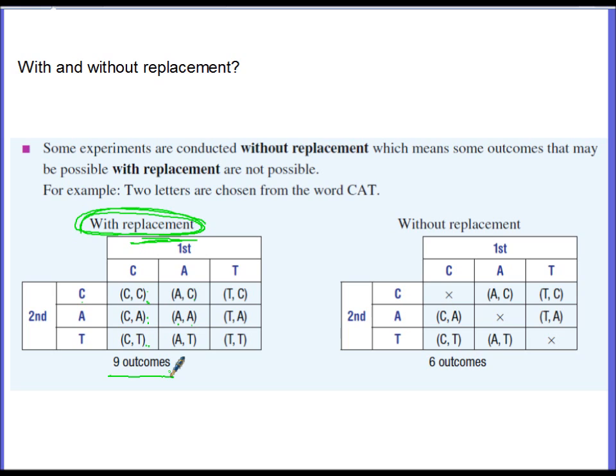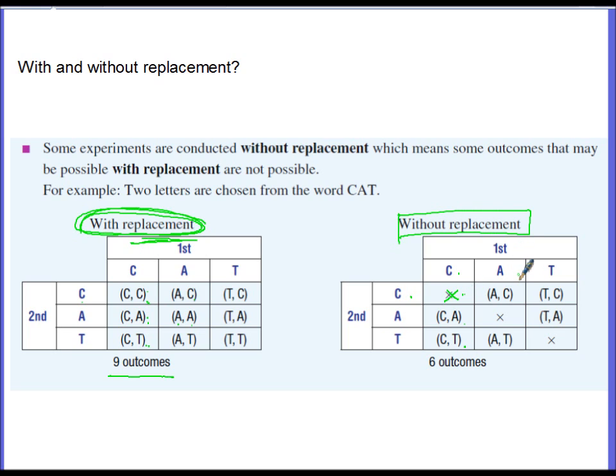Let's have a look at what happens if we don't replace it. So this is without replacement here. If I choose C in my first choice, then C is no longer available for my second choice. So it's not possible for me to have that outcome C, C. I can choose A for my second choice and T for my second choice, but I can't choose C again.